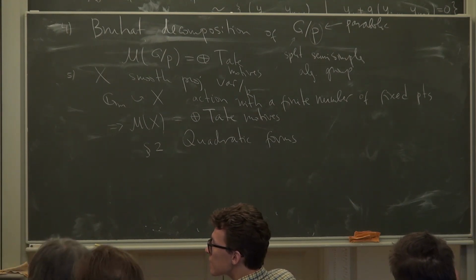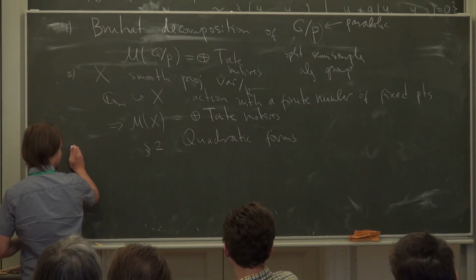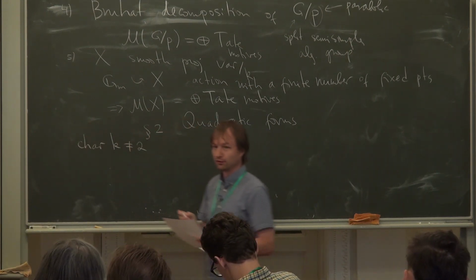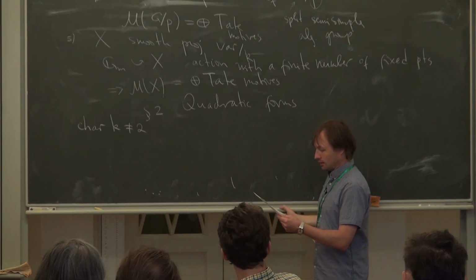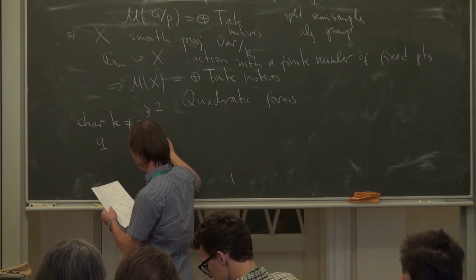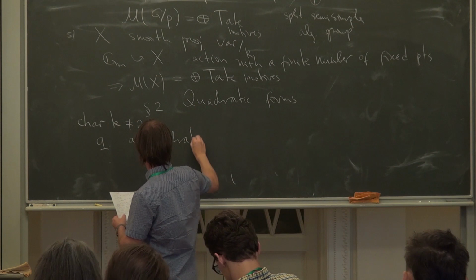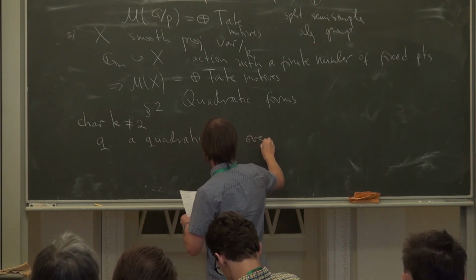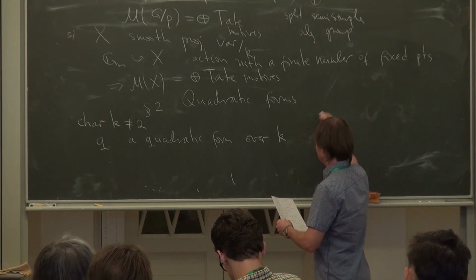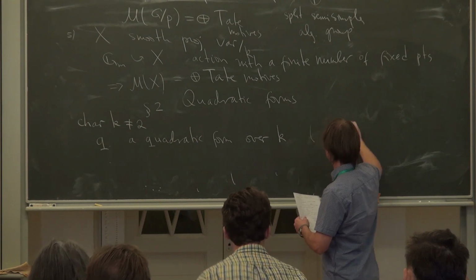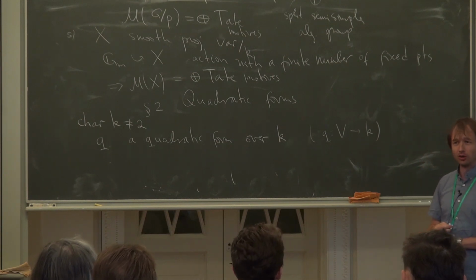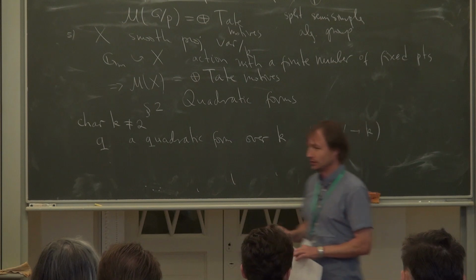First, to avoid any kind of problems, let us assume that our base field has characteristic different from 2 globally. And let Q denote a quadratic form over K, in the usual sense, some quadratic map from a vector space to K. Also assume, to avoid any kind of problems, that it's non-degenerate.